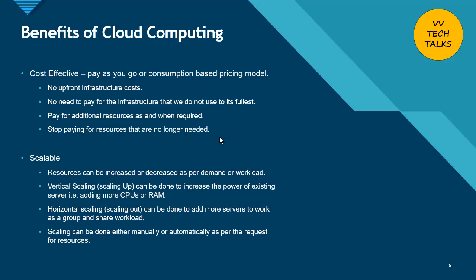And cloud computing provides us a scalable platform, where resources can be increased or decreased as per the demand or workload. There are basically two types of scaling. One is scaling up, and the other is scaling out. Scaling up is also known as vertical scaling, and this can be done to increase the power of an existing server, like adding more CPUs or RAM to the server, in this case vCPUs, we can say, virtual processing units. In horizontal scaling, we can add more servers that work as a group to share the workload. And scaling can be done either manually or automatically as per the request for resources.